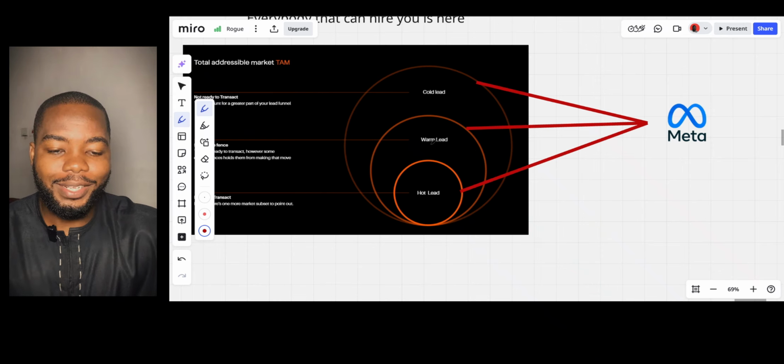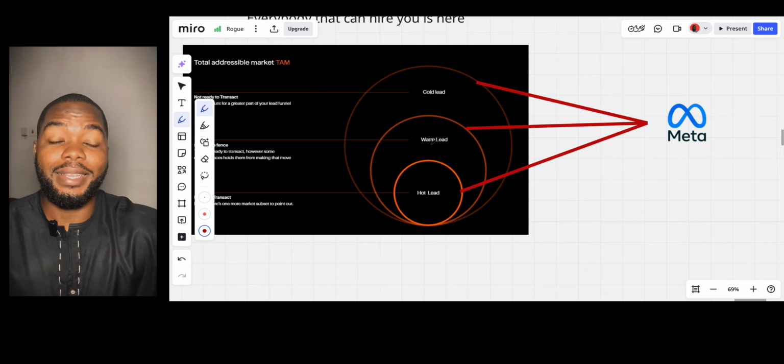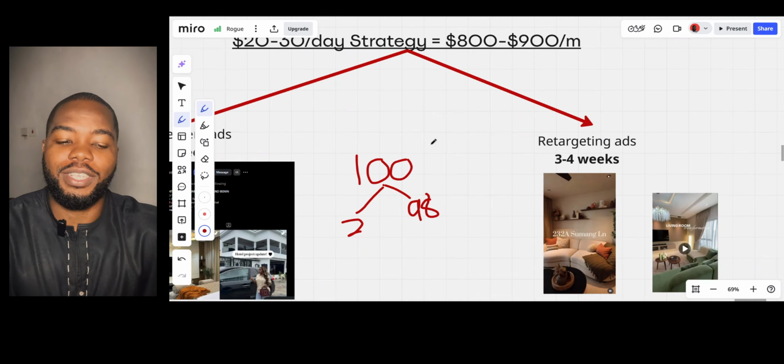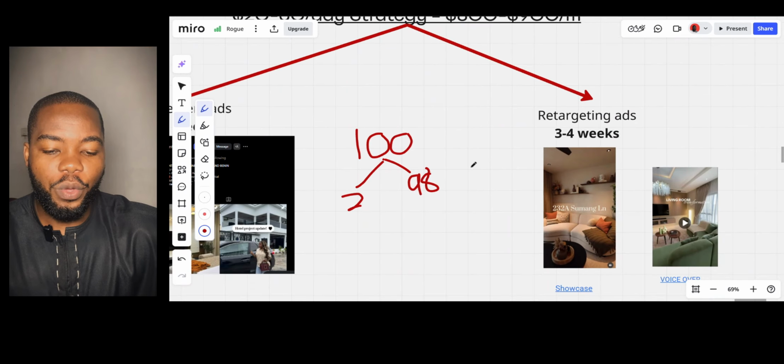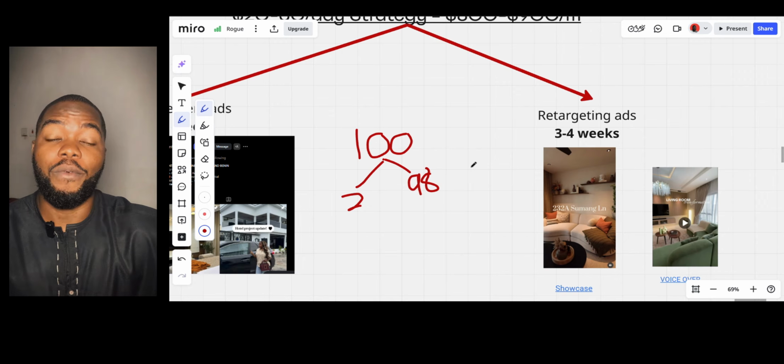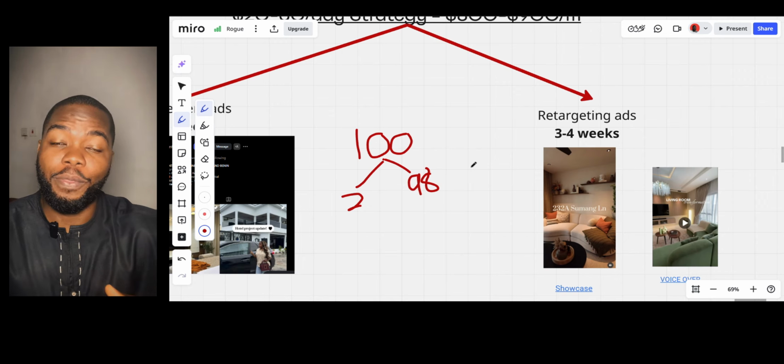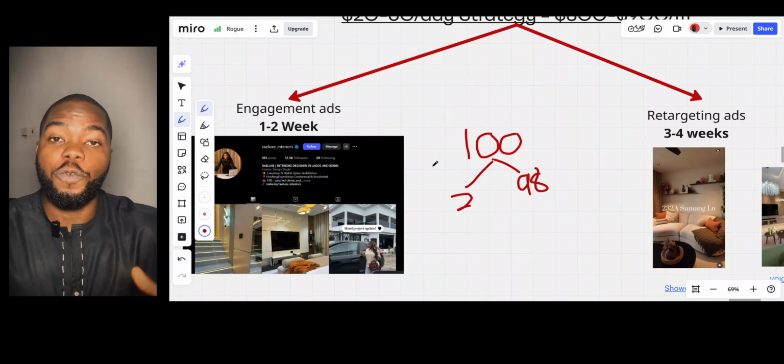But the warm leads and the cold leads are those that have buying intention, but probably not just now. With the retargeting ad, we ensure that those people that are looking to buy 6 months down the line or 3 months down the line, we also focus on them.